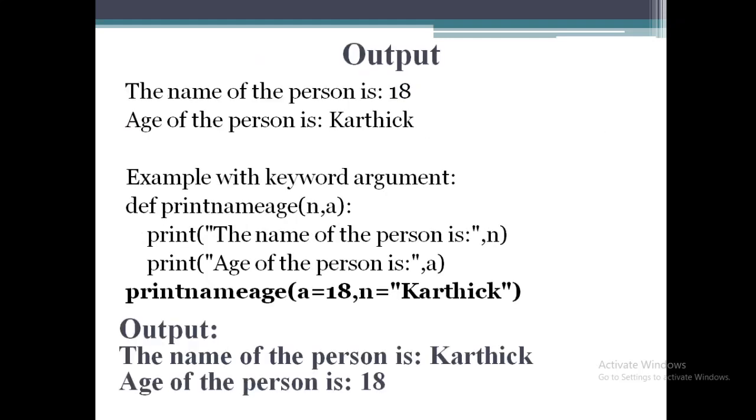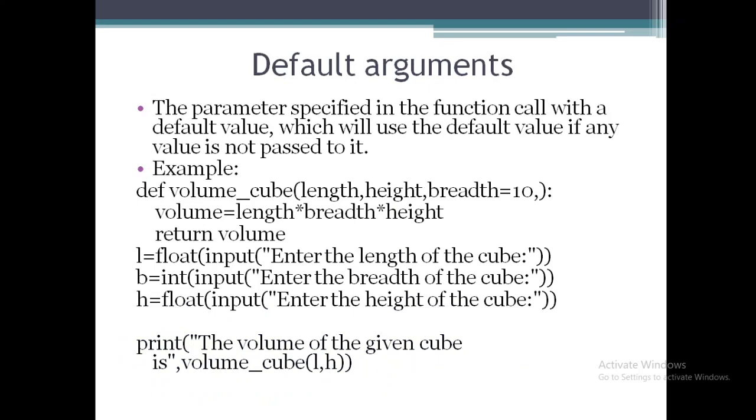Now the output, if you are changing the order and mentioning the name of the parameter here, you see, you are changing the order, but still you are mentioning the name of the parameter, right? So even if the order is changed, the output is proper. So this is called keyword arguments. And next one, default arguments.